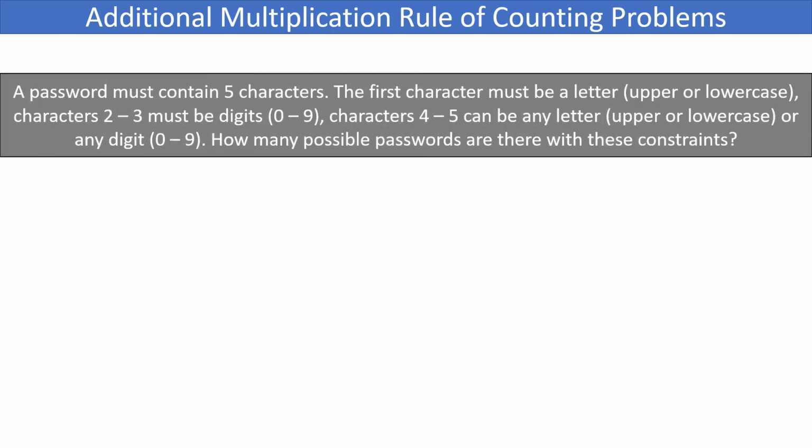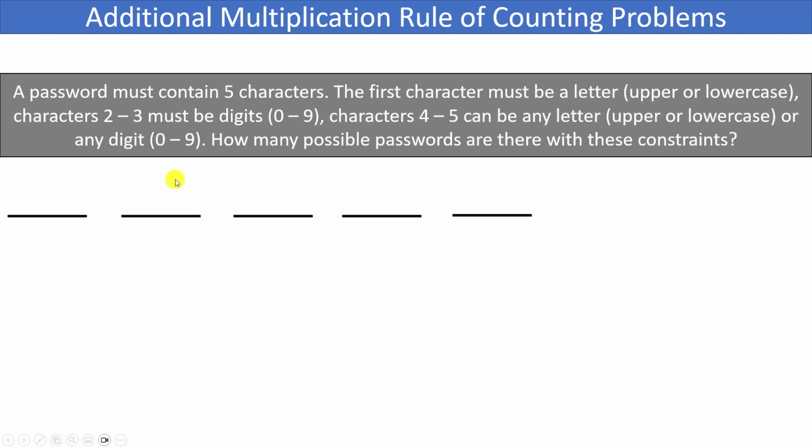Let's look at some additional examples. A password must contain 5 characters. The first character must be a letter, either upper or lowercase. Characters 2 through 3 must be digits, and characters 4 through 5 can be any letter, upper or lowercase, or any digit, 0 through 9. How many possible passwords are there with these constraints?